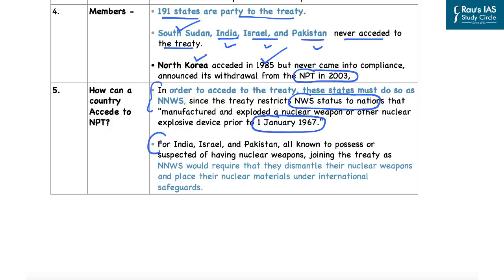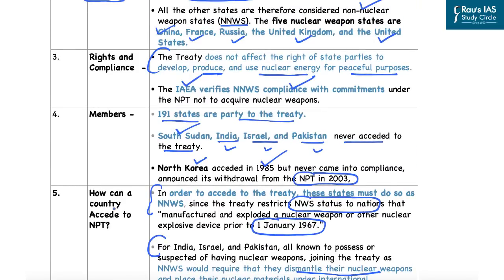So for India, Israel and Pakistan to join this treaty would require that they dismantle their nuclear weapons and place their nuclear materials under the international safeguards with International Atomic Energy Agency. Now earlier, South Africa possessed the nuclear weapons. However, when it acceded to the non-proliferation treaty, it had to dismantle its nuclear weapons. So this is a clear precedent that we are aware of, where a nuclear weapon state had to dismantle its nuclear weapons to accede to the NPT treaty. And that is why if India, Israel, Pakistan and North Korea, which are known to be possessing the nuclear weapons, want to accede to the NPT treaty, they will have to dismantle their nuclear arsenal. So these are some of the key features of the NPT treaty, its objectives, its members and the process of a country to accede to the NPT treaty.